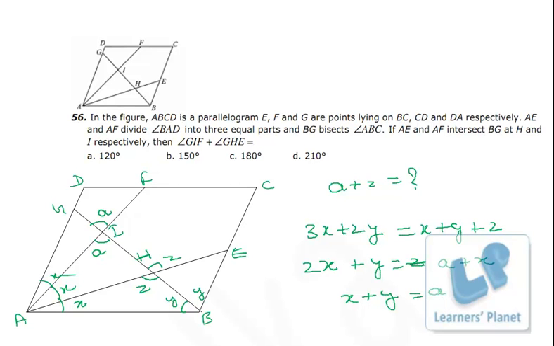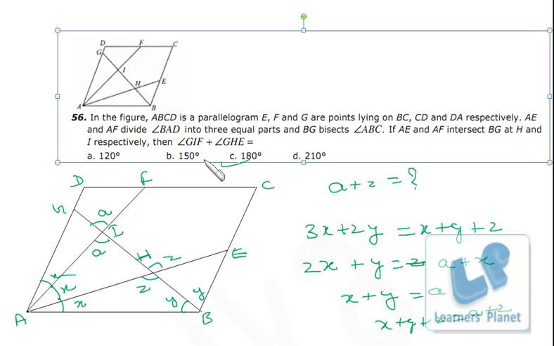Now we have to find out A plus Z. A we have already got. I add Z to both the sides. So X plus Y plus Z is equal to A plus Z. So precisely A plus Z is nothing but X plus Y plus Z, and X plus Y plus Z is nothing but 180 degrees, being the angles of a triangle, right? So that's this. Okay, pretty simple.